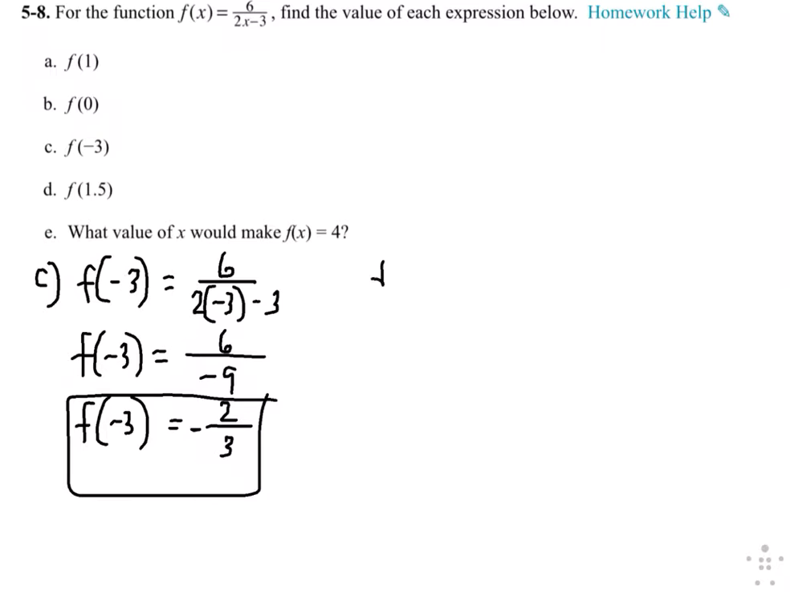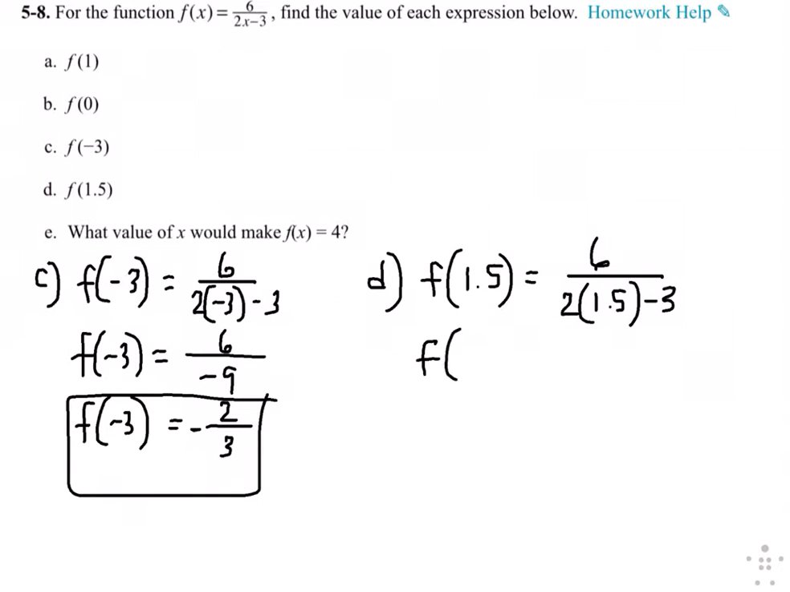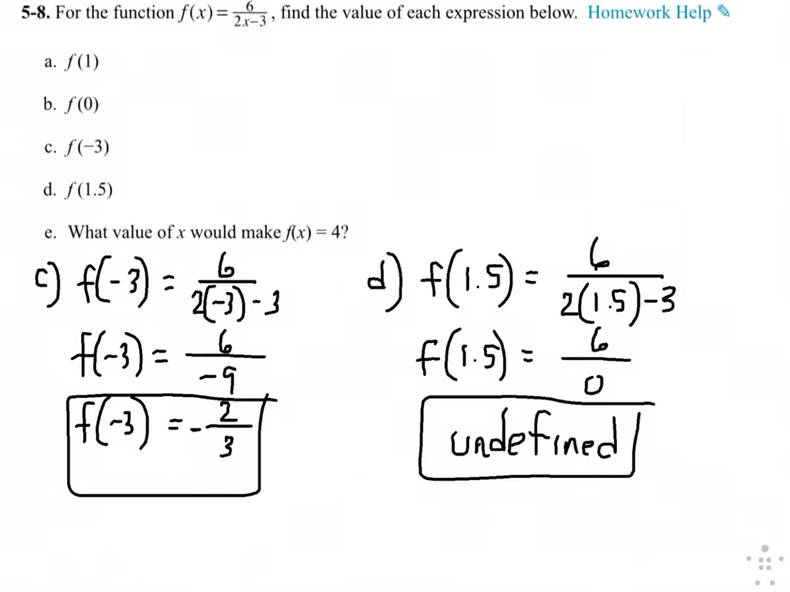And for D, f of 1.5. So we substitute 1.5 in, 2 times 1.5 minus 3. So f of 1.5 equals 6 over 3 minus 3, which is 0. So anything divided by 0 is undefined. So f of 1.5 is undefined. And then E, let's make some space.